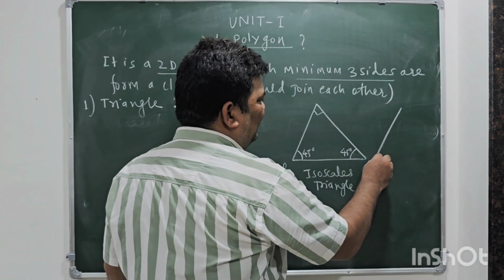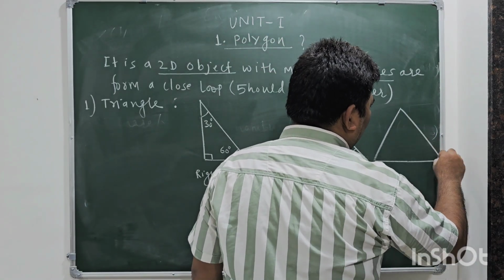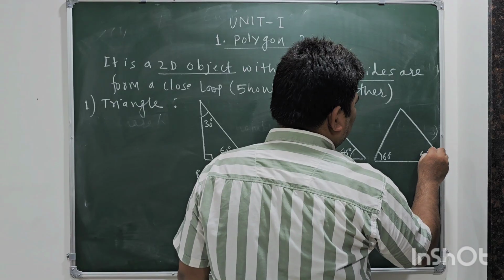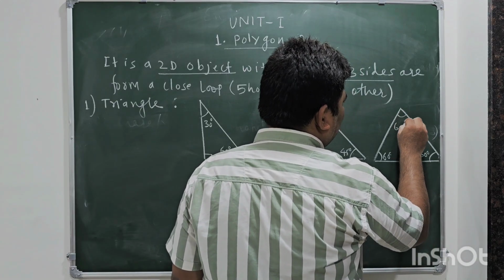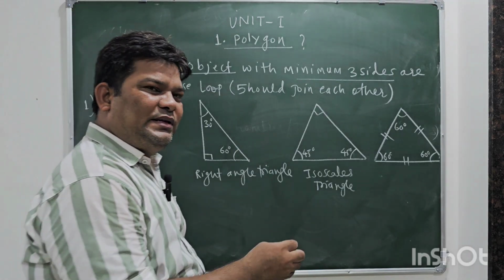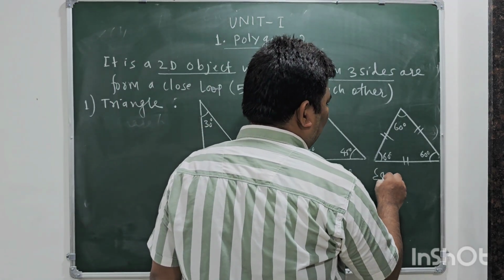And third type of the triangle is there where all angles are 60 degree and all sides are same. 60 degree, 60 degree, 60 degree, all 3 sides are same. So this type of the triangle is called the equilateral triangle.